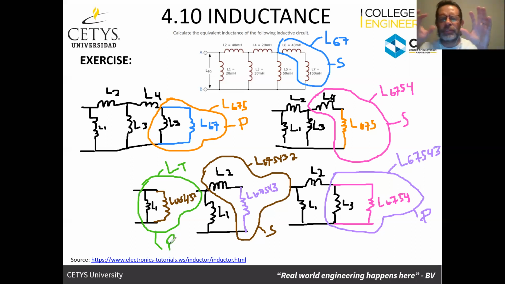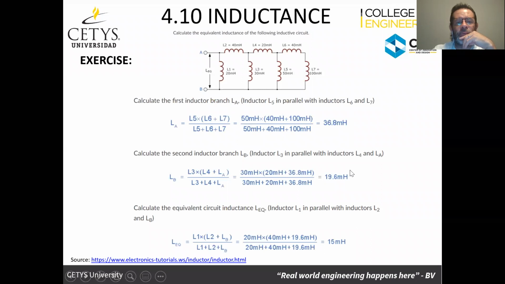I'm not doing the calculations, just identifying how we would go about the reduction. The important thing here is that if we have a series, we add them. If it's a parallel, the reciprocal of the equivalent would be the sum of the reciprocals of these. And basically, this would be the procedure to reduce it.